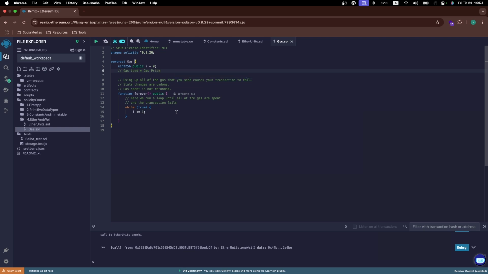Gas is a unit of computation. Gas is spent in the amount of computation your transaction needs. Gas price is how much Ether you're willing to pay per unit of gas.